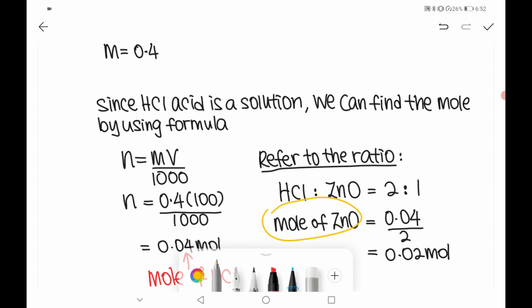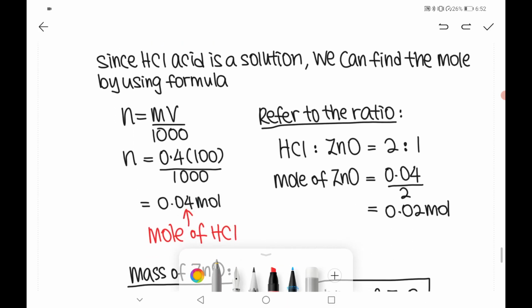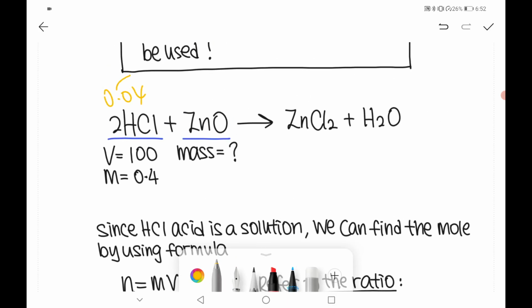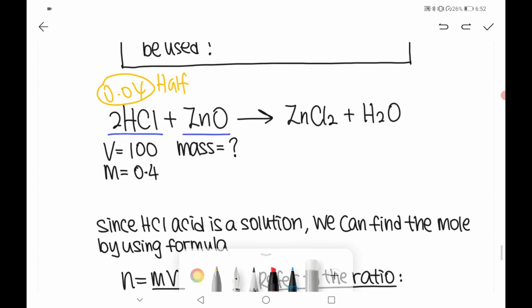So how to find the mole? Ratio here, 2 becomes 1, right? We know the mole of hydrochloric acid is 0.04. To find the mole of zinc oxide, 2 becomes 1. So when 2 goes to 1, the mole will become half. So 0.04 divided by 2, you get 0.02. This is the mole of the zinc oxide. By using the ratio, now we have the mole of zinc oxide.